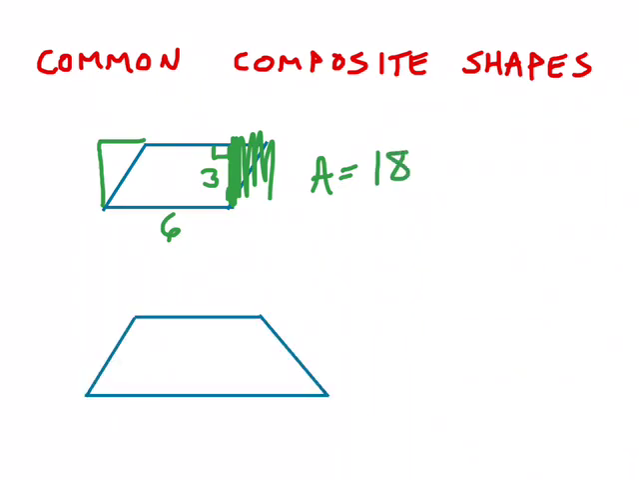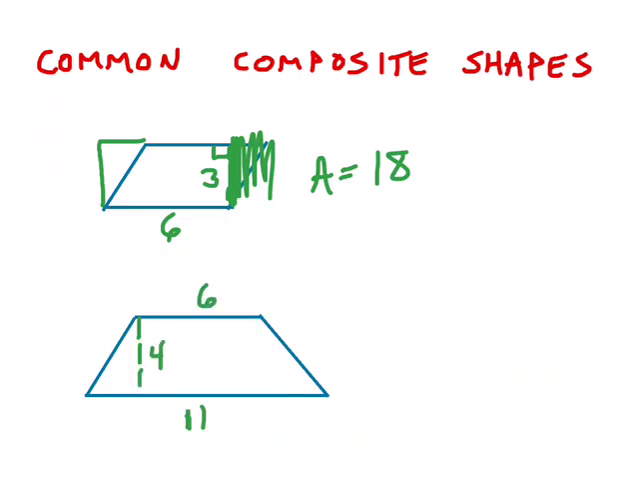Another really common composite shape is going to be a trapezoid. And again, a trapezoid has its own area formula, but it's just based on the idea of splitting it into chunks. So if I look at the trapezoid again, I can turn it into 2 triangles and 1 rectangle. And if I know the information about those, I can find its area.